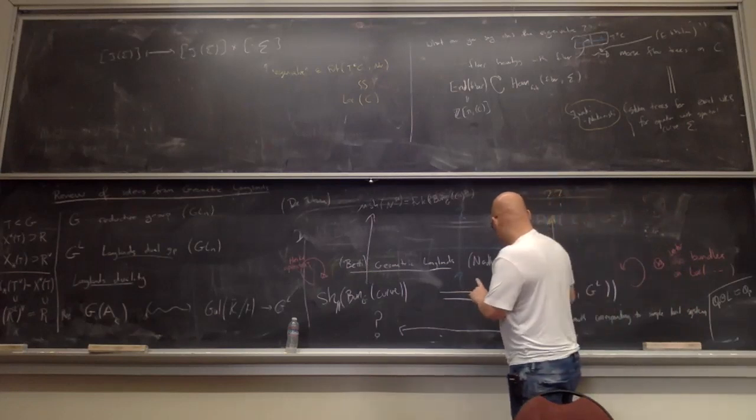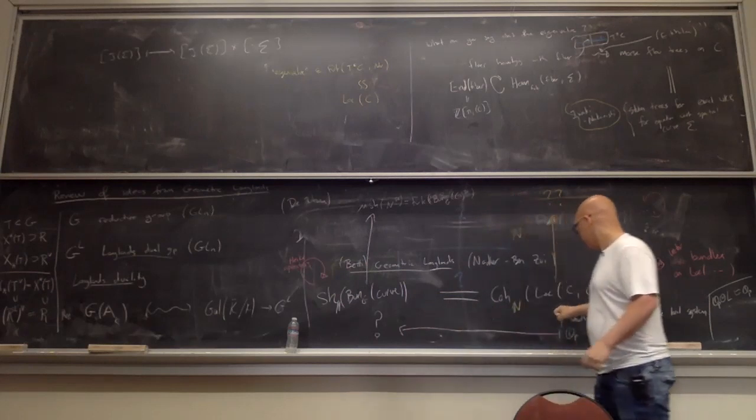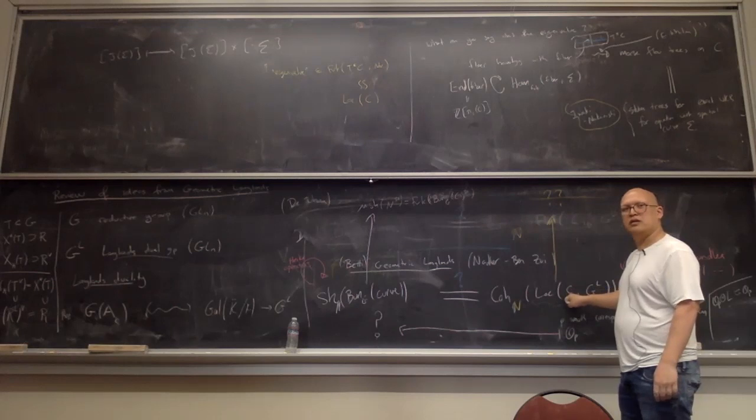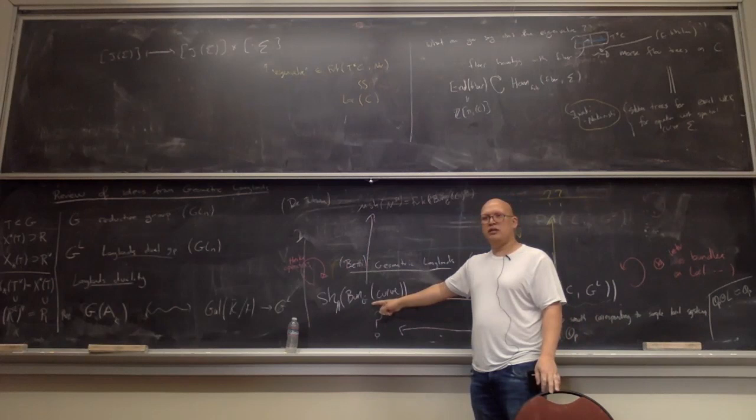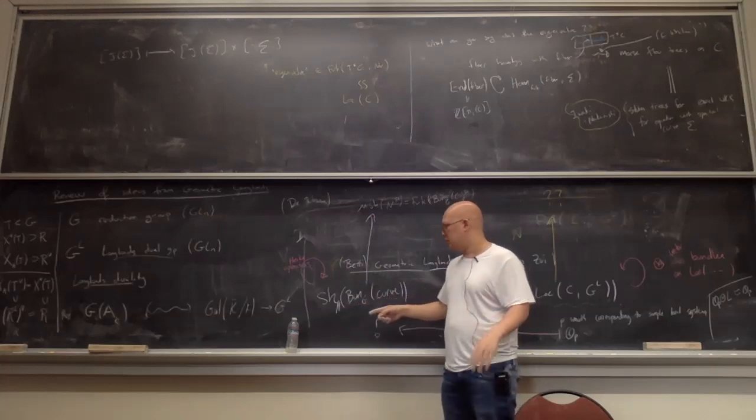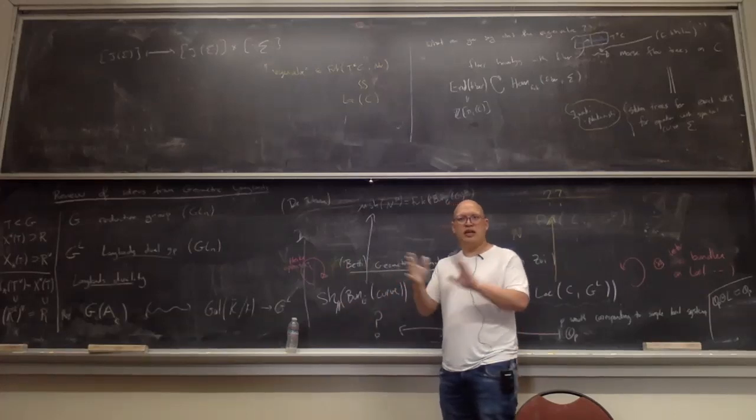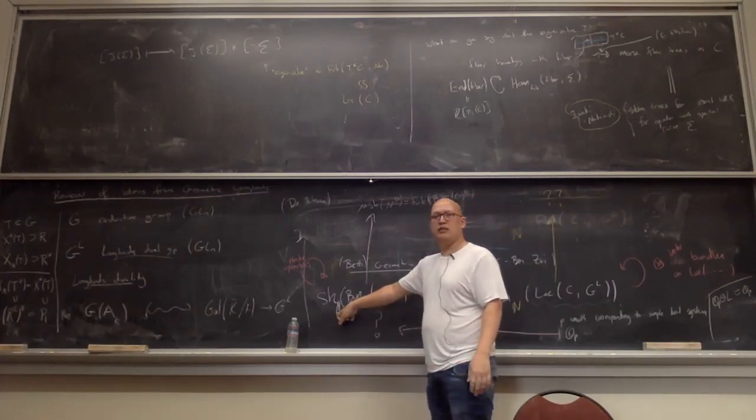But something which is not apparent when you write this down is that this side manifestly depends only on the topology of C. On this side, it is not apparent that it depends only on the topology of C. And the reason is, in some sense, Bun_G C probably depends only on the topology, but this nilpotent cone does not. This is very singular, and the singularities change as you vary C. So no one knows how to prove that this is independent of the topology of C.